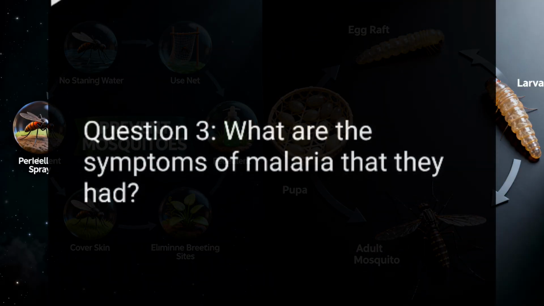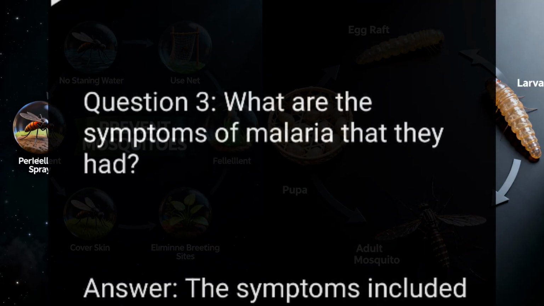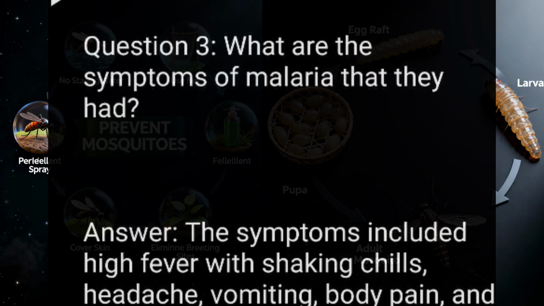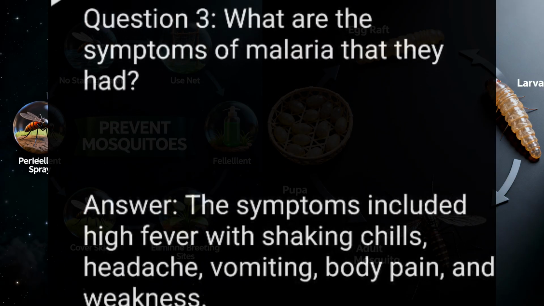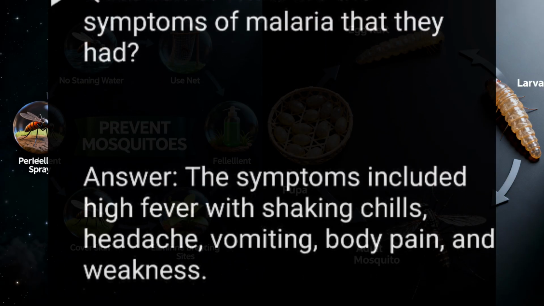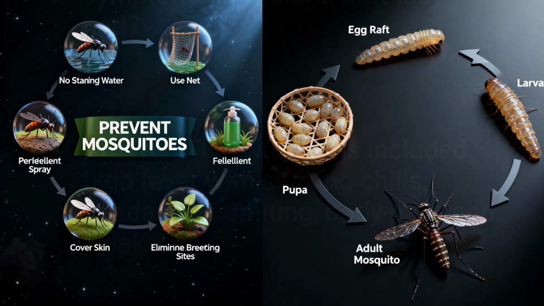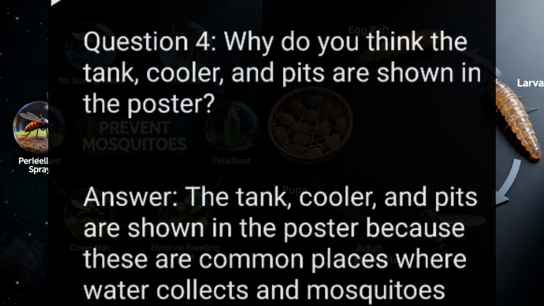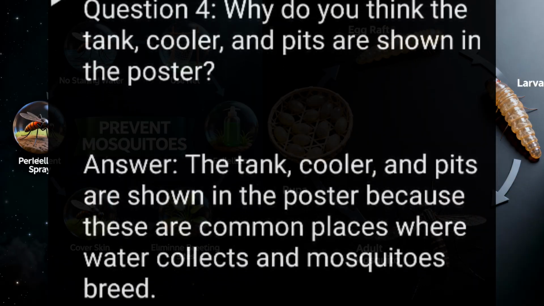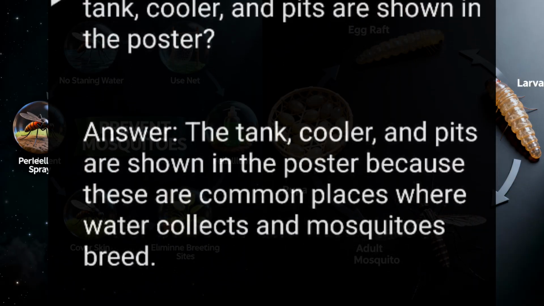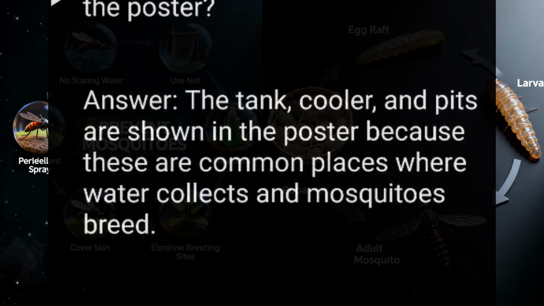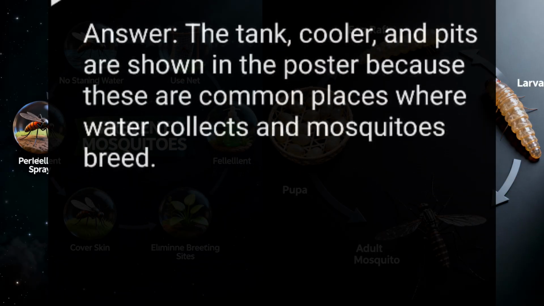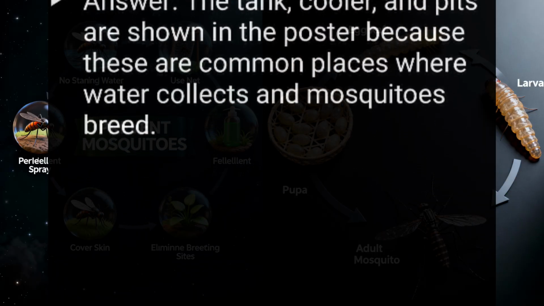Question 3. What are the symptoms of malaria that they had? Answer. The symptoms included high fever with shaking chills, headache, vomiting, body pain, and weakness. Question 4. Why do you think the tank, cooler, and pits are shown in the poster? Answer. The tank, cooler, and pits are shown in the poster because these are common places where water collects and mosquitoes breed.